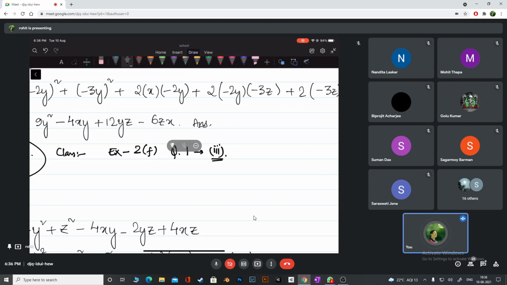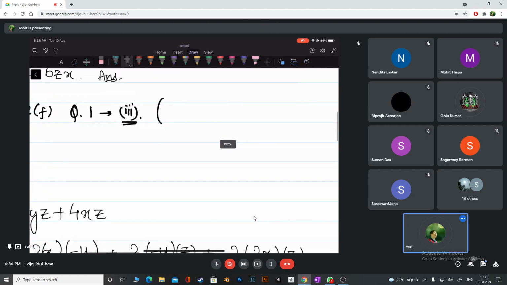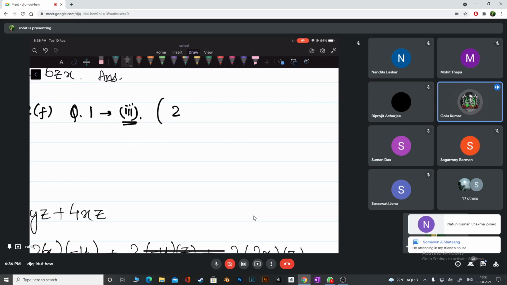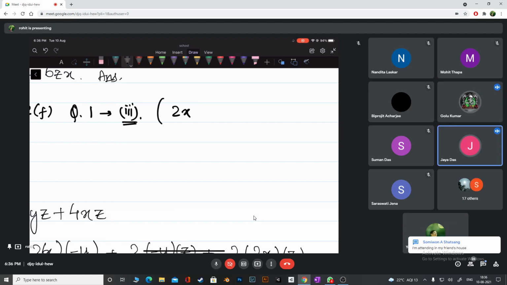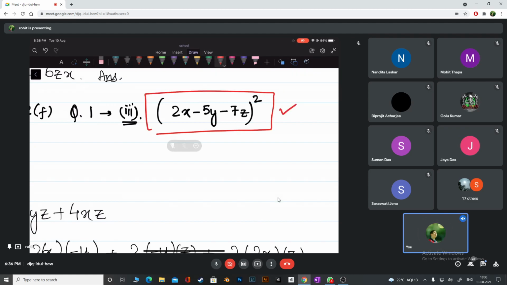Okay, somebody tell us the question. Tell me the question. 2x minus 5y minus 7z, whole thing, square. Okay. So your job is to solve this one. You have to expand this one. You write it in the expanded form. Okay, I'm going to mute myself. You also mute and do it. Come on.